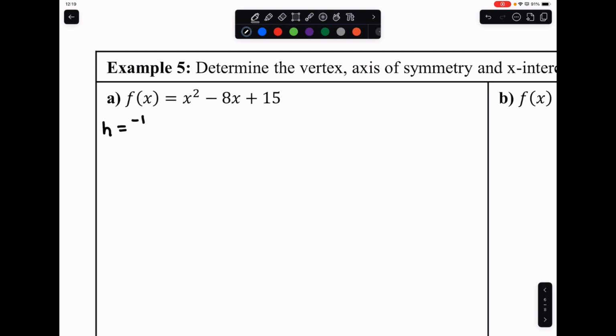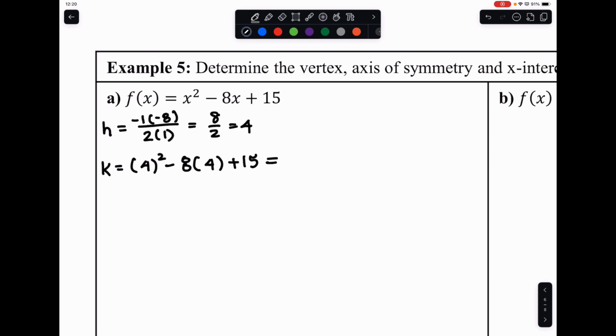So we're going to get -1 times the value of b, which right here is -8, and divided by 2 times the value of a, which is 1. So this is going to simplify to 8 divided by 2, which is 4. So now to figure out the k value, or the y value of the vertex, we're going to now plug in this number 4 into our quadratic function. Now this simplifies to the number -1, and now we have our vertex.